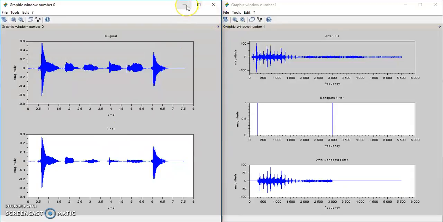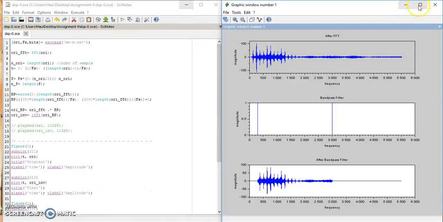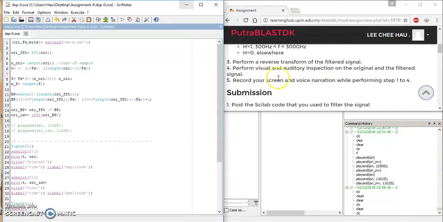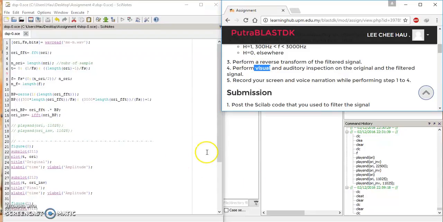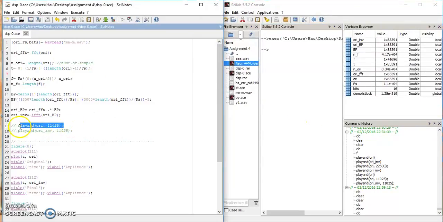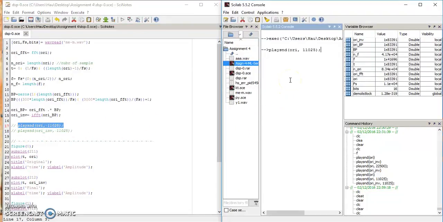So let us listen to the output and the original file. That was the visual inspection of the graphs plotted, and now we proceed to auditory inspection. For the original audio, let's have a listen.